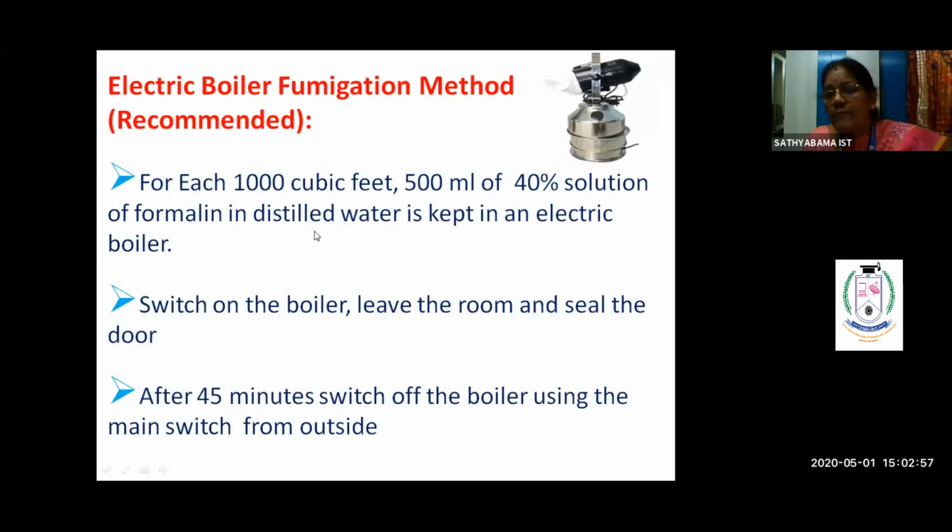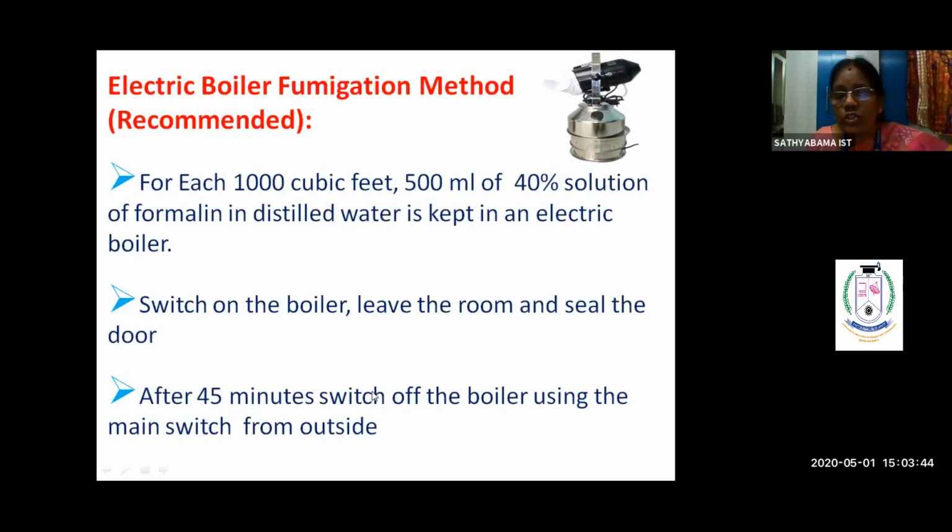Before you keep this kettle with the formalin, whichever area you're going to disinfect, you have to thoroughly clean that area with soap and water. For example, if you're going to disinfect a hospital, all the operation theatres, instruments, cupboards, whatever is present in that area has to be thoroughly cleaned with soap and water. Then you have to close all the doors, windows, and switch off the power supply, ACs, fans, lights, etc. Then switch on the boiler, leave the room and seal the door. Allow the formalin to vaporize for 45 minutes.